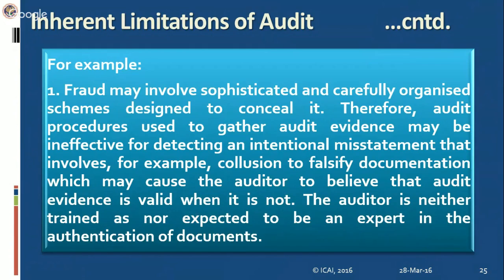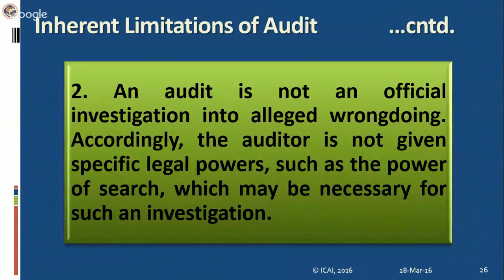That involves, for example, collusion to falsify documentation, which may cause the auditor to believe that audit evidence is valid when it is not. You can take the example of bogus companies created by the management of the company itself. Bogus company, basically a company which is on paper only. There is no office, no people operating the company. Only the transactions are shown between the companies, which is in actual not in existence. There can be another example, like showing duplicate bills, altering any documentation for the purpose of deceiving the person in an audit.